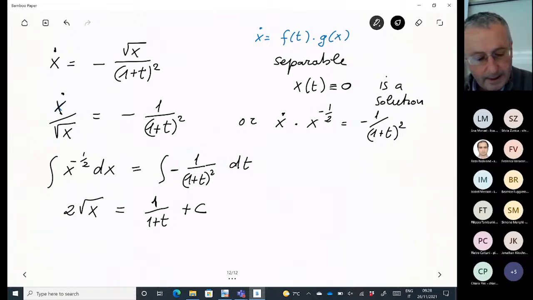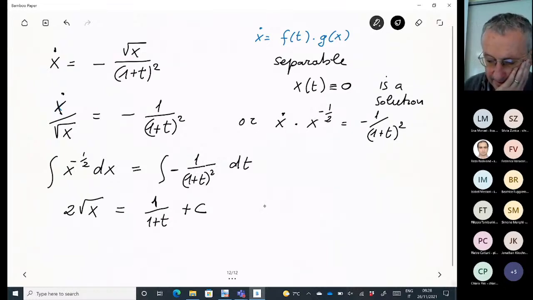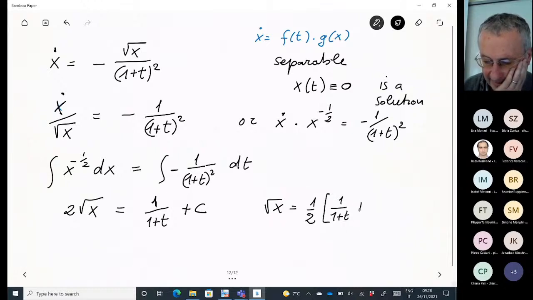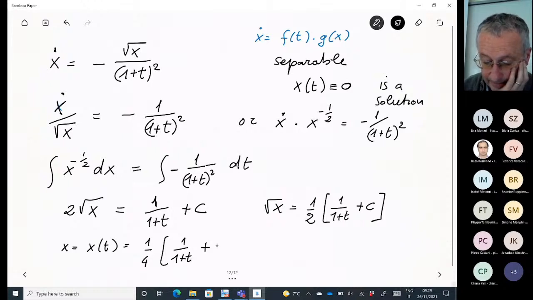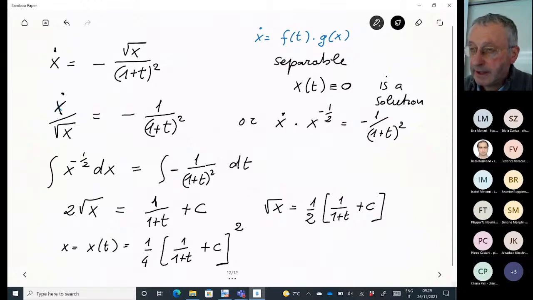Now, square root of x is equal to 1/2 times (1 over 1 plus t plus c). And finally, x, which is x of t, a function of t, is equal to 1/4 times the square of 1 over 1 plus t plus c, squared. This is the general solution. It depends on an arbitrary constant.